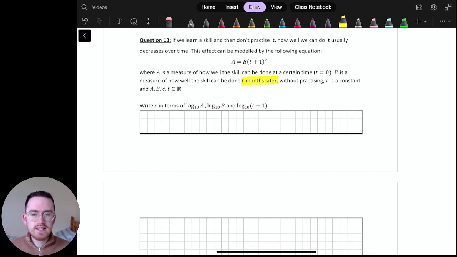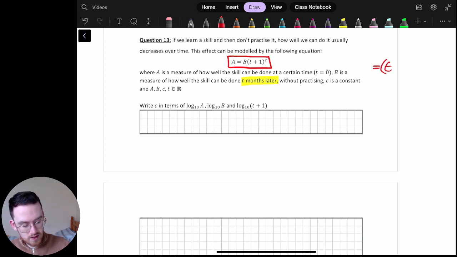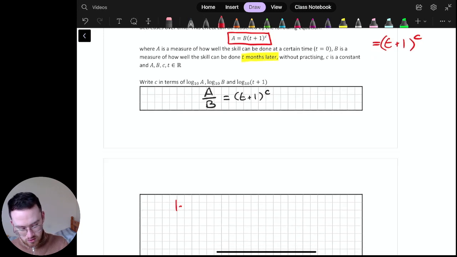So we're asked to write C in terms of log 10 of A, log 10 of B, and log 10 of T plus 1. Okay, so same thing as we've had before. If we look at the question here, we have A is equal to B (T plus 1) to the power of C. And we are going to be introducing logs, but in order to introduce our logs, we would like to get to a point where we have the base, which is T plus 1 to the power of C, as our only thing on one side. Okay, we'd like just base and power, and then we'll introduce our logs. So to do that, I'm going to have to divide by B, and that will give me (T plus 1) to the power of C. Once I've done that, I can take my log of both sides.